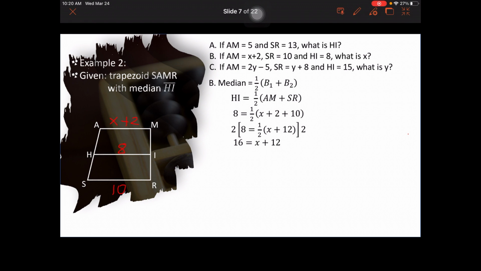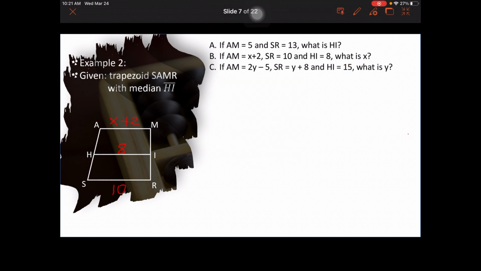Yan. And then, using the addition property of equality, magma-minus ako both side by 12. 16 minus 12 is equal to X plus 12 minus 12. Then, simplify lang po. 4 is equal to X or X is equal to 4. And then, nakuha na po natin yung final answer. Sunod po natin is the letter C.